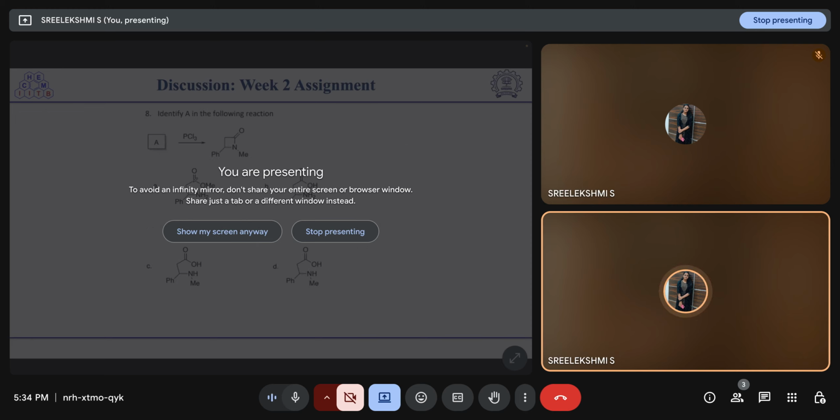Now, the next question, identify A in the following reaction. So, this compound A, upon treatment with PCl3, we are getting this lactam ring, beta lactam ring. So, which will be the corresponding starting material we have to use to get this product?